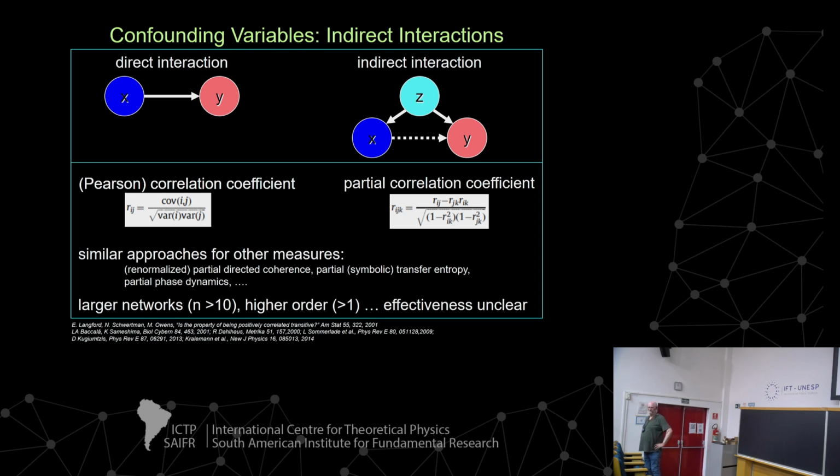Are the models effective to predict, not predict, but to understand those interactions? Are they able to do it?